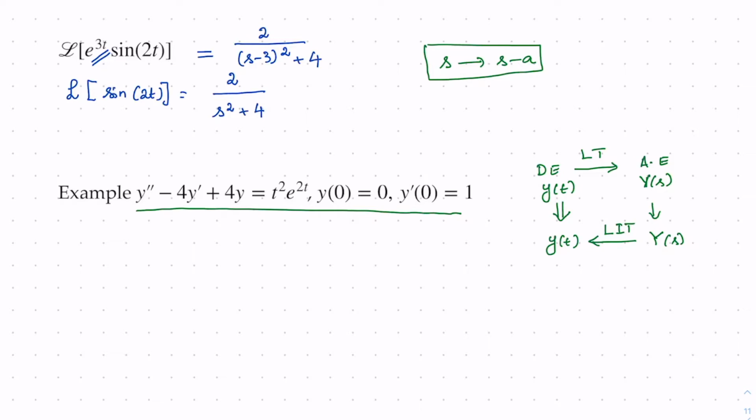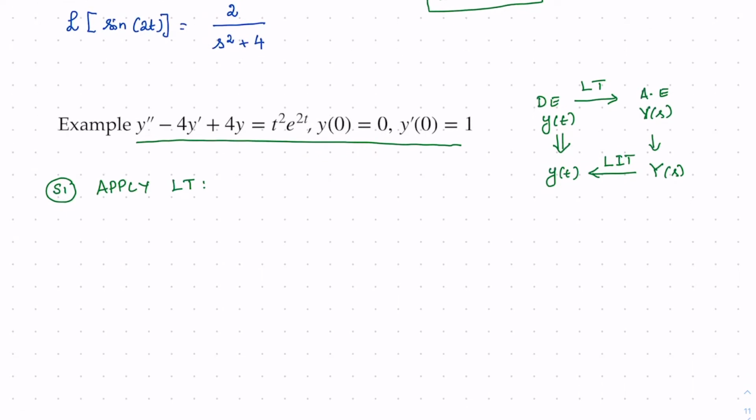So let's do that. Step number 1 is to apply the Laplace transforms. When I do that, my left hand side is going to be the Laplace of y double prime minus 4y prime plus 4y, and the right hand side is going to be the Laplace of t squared e to the 2t. Right, we're going to use the y of 0 and y prime of 0 in a moment.